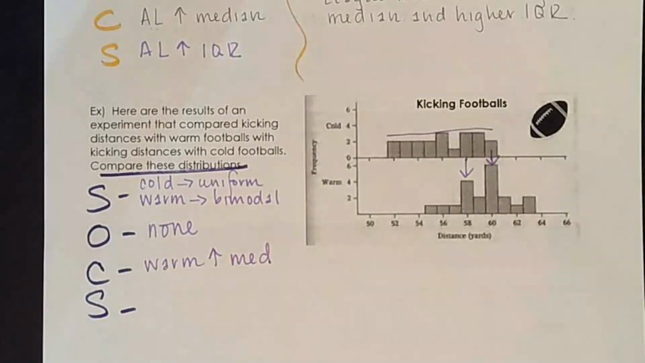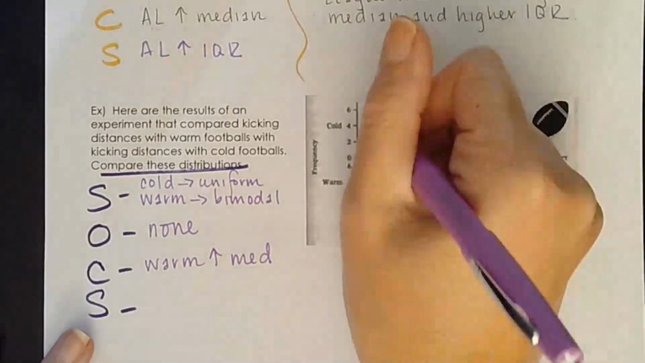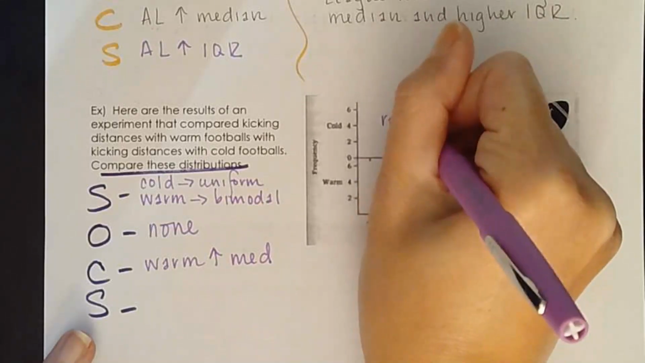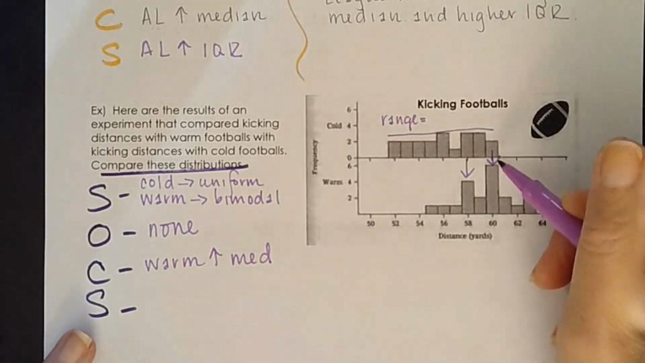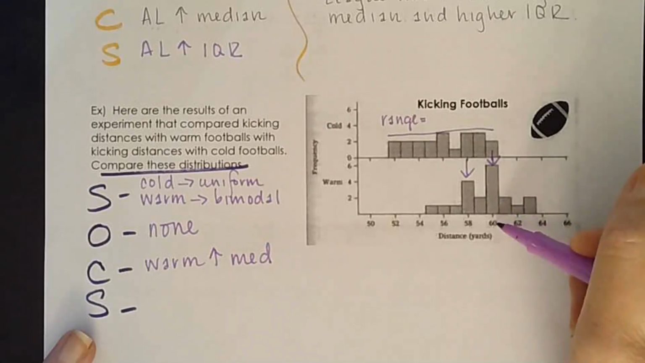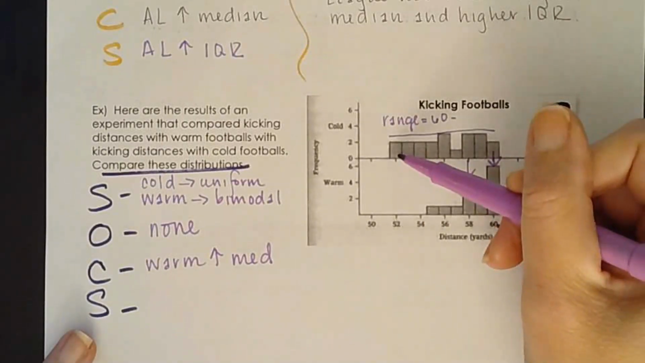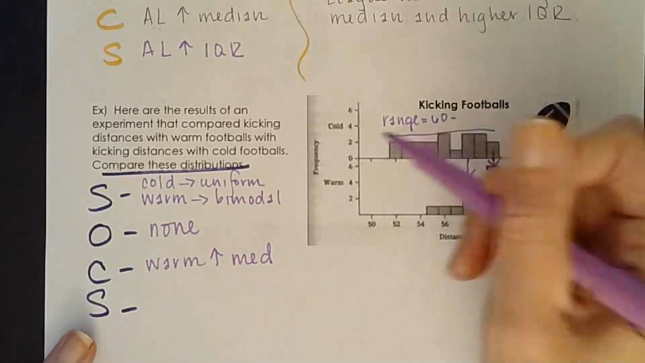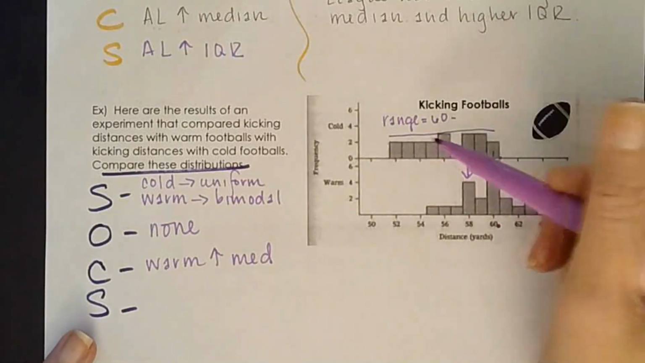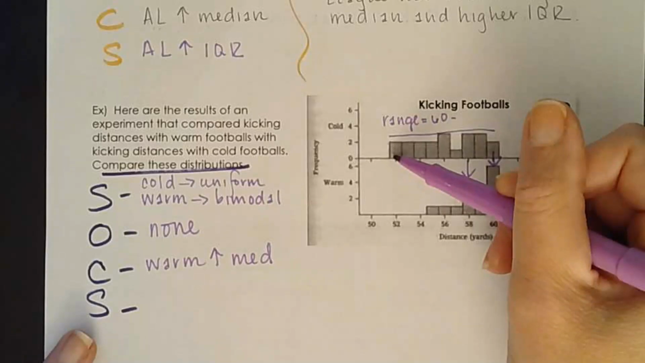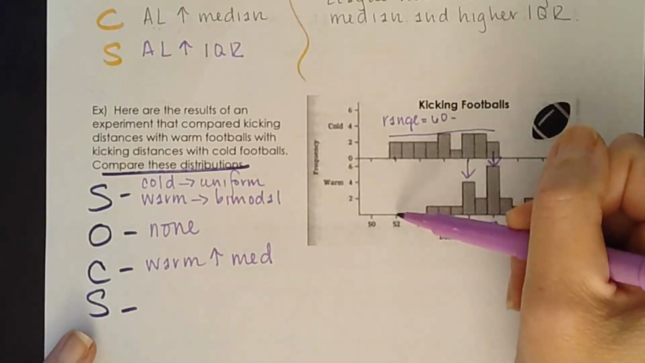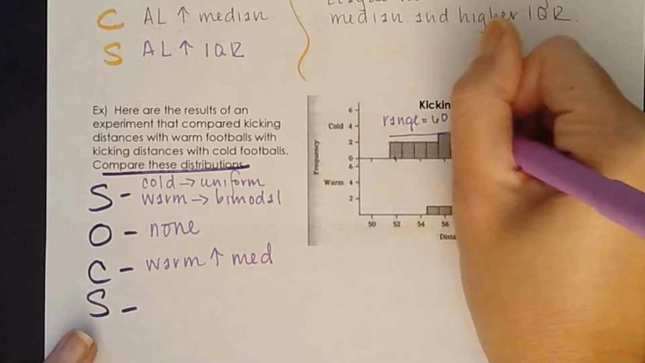Now, the last S stands for spread. With histograms, I think it's easiest just to deal with the range. The range for cold footballs. Follow it down. Look at your maximum. Follow it all the way down. The maximum value is 60. Look at your minimum for, or I'm sorry, this is for cold. My apologies. Follow this one down for cold. What's the minimum for cold? 52, for a range of 8.